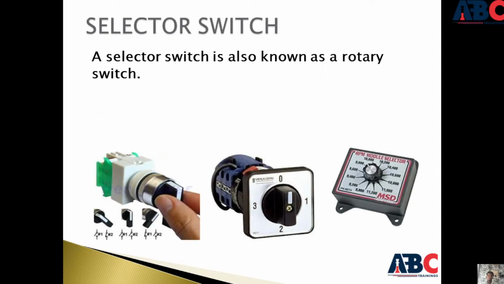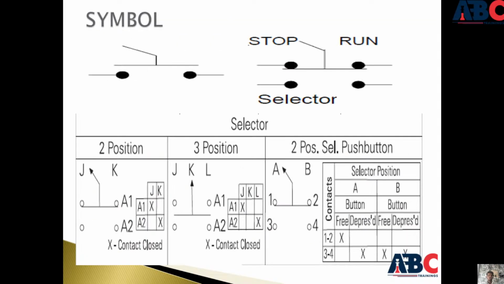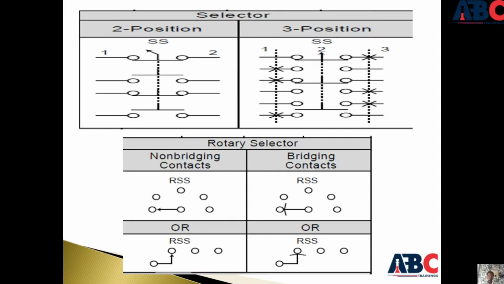The selector switch is also known as a rotary switch, which we can see in the regulator fans or the RPM modular selector. The symbols are these: three position, two position, non-bridging contacts, bridging contacts.